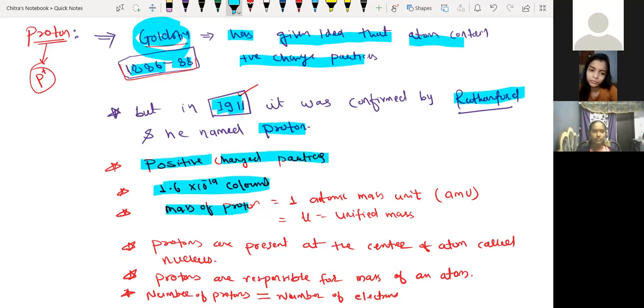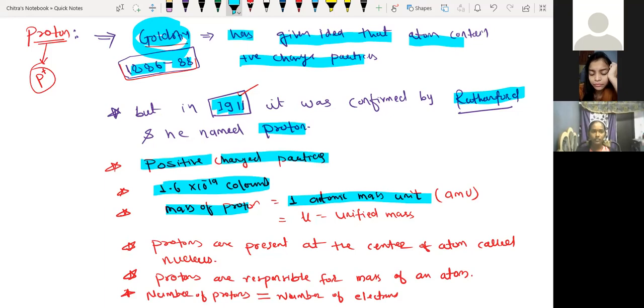So the mass of a proton, which we discussed, is one atomic mass unit. We can say the mass of one proton is equal to one atomic mass unit.